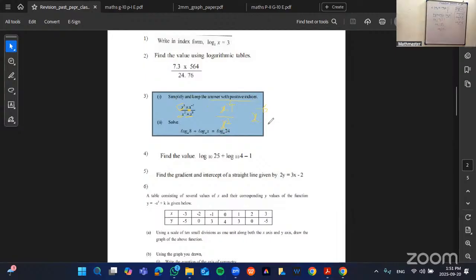But the thing is, they ask us to write in positive indices. But here the index is negative. So to convert this negative index into a positive index, we can write it as 1 over x power 6. That is why the answer is coming. Right. So I hope that you understood that part.